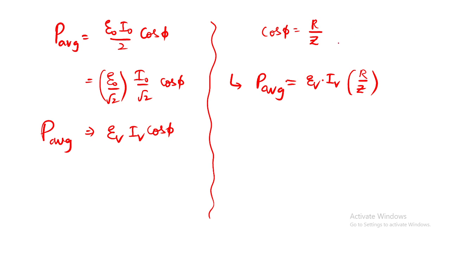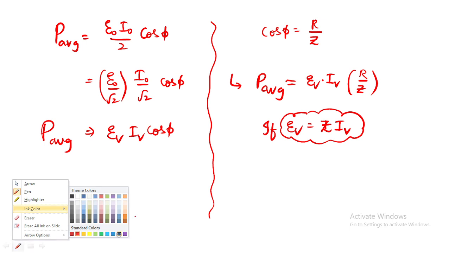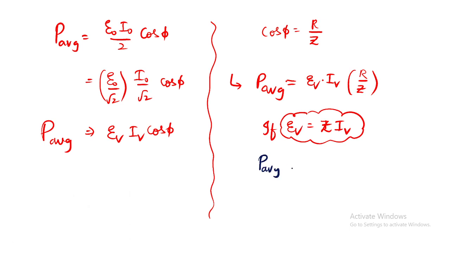Now for example, in the case of an RLC circuit, can I write E virtual is equal to impedance Z into I virtual? So power average converts to Z into I virtual into R divided by Z. This impedance can be cancelled, so it will be I virtual square into R. Can I write that? Yes or no?